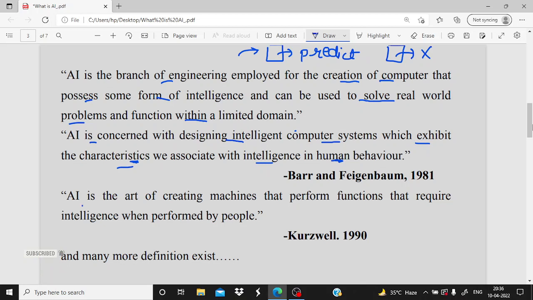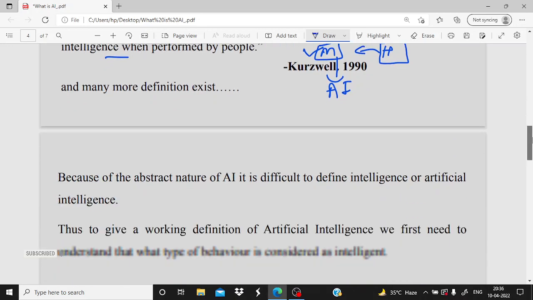Next, AI is the art of creating machines that perform functions that require intelligence when performed by people. That means we are taking those tasks and putting them into the machine. This is human and this is machine. And if that machine can perform those tasks, then we say that it is an AI machine.